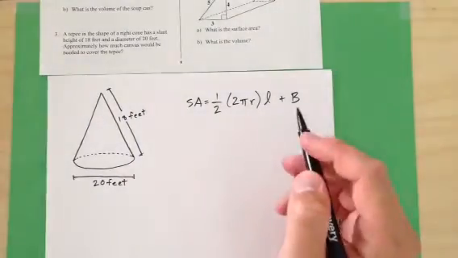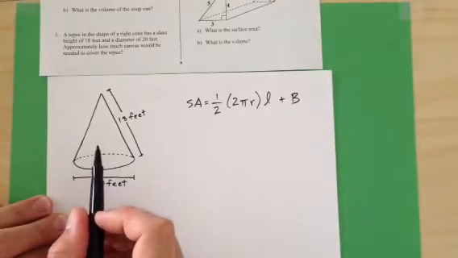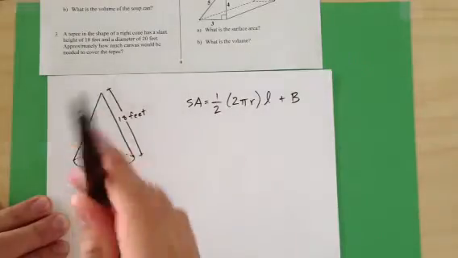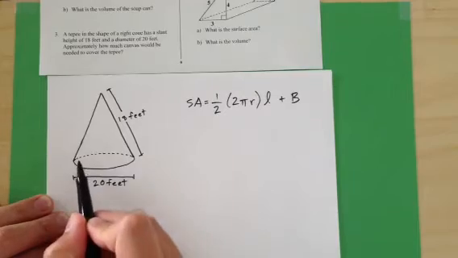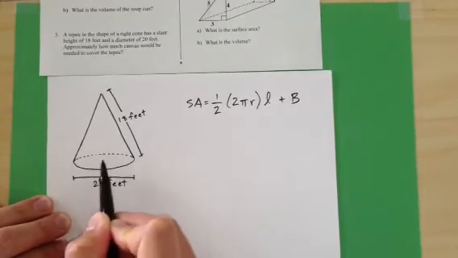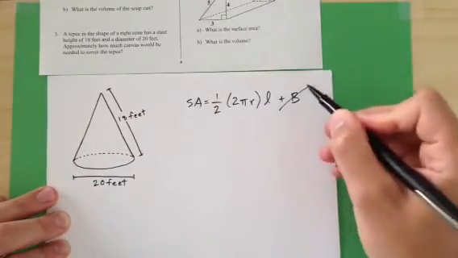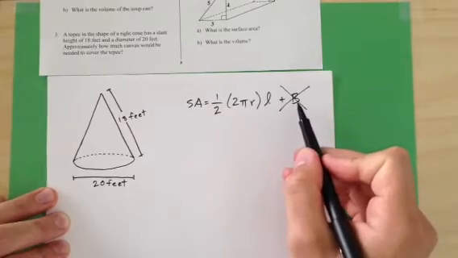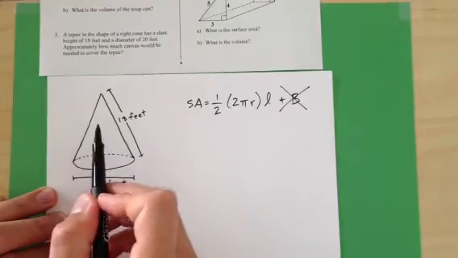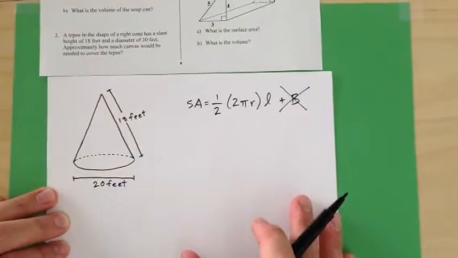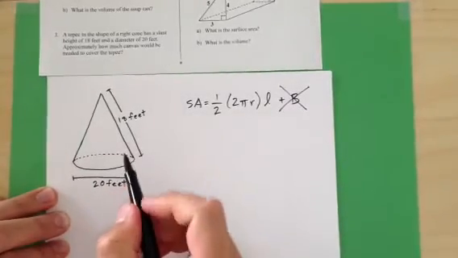Okay, so let's think about how much canvas would be needed to cover the teepee. Well, if this is my teepee, I only need canvas around the side of it. I do not need canvas on the bottom of the teepee. So I don't need this circular base. I don't need to cover that with canvas. I only need the side of it to be covered with canvas. So what I'm going to do with this formula, I am going to cross out big B, because big B represents the area of the base. I only want the area of the side, or essentially, technically, it's the lateral area. So I don't want the area of the base, which is a circle. I just want the lateral area.